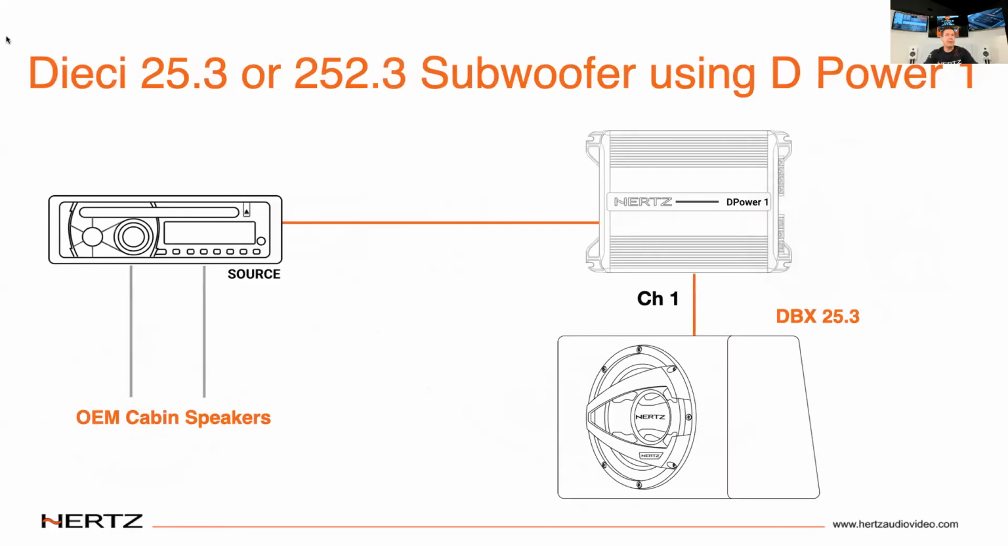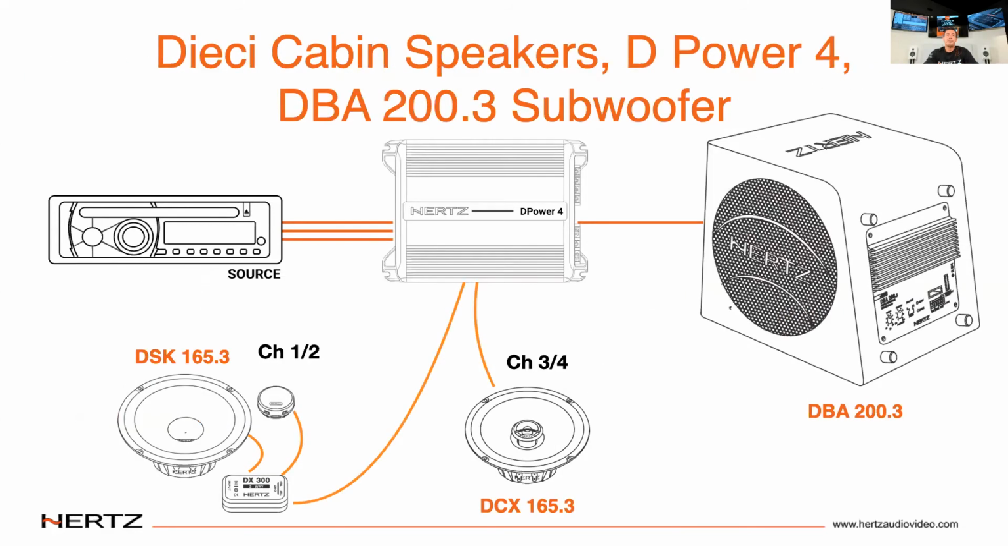We can use the D-Power 1 subwoofer amp and DHE subs, such as the DBX25, a single woofer enclosure, or the DBX252, a dual woofer enclosure. Of course, this would be a more involved installation, but it would deliver more output. We've added more power and more cone area. Or you can amplify cabin DHE speakers along with the DBA200. This gives the cabin speakers more dynamic output.